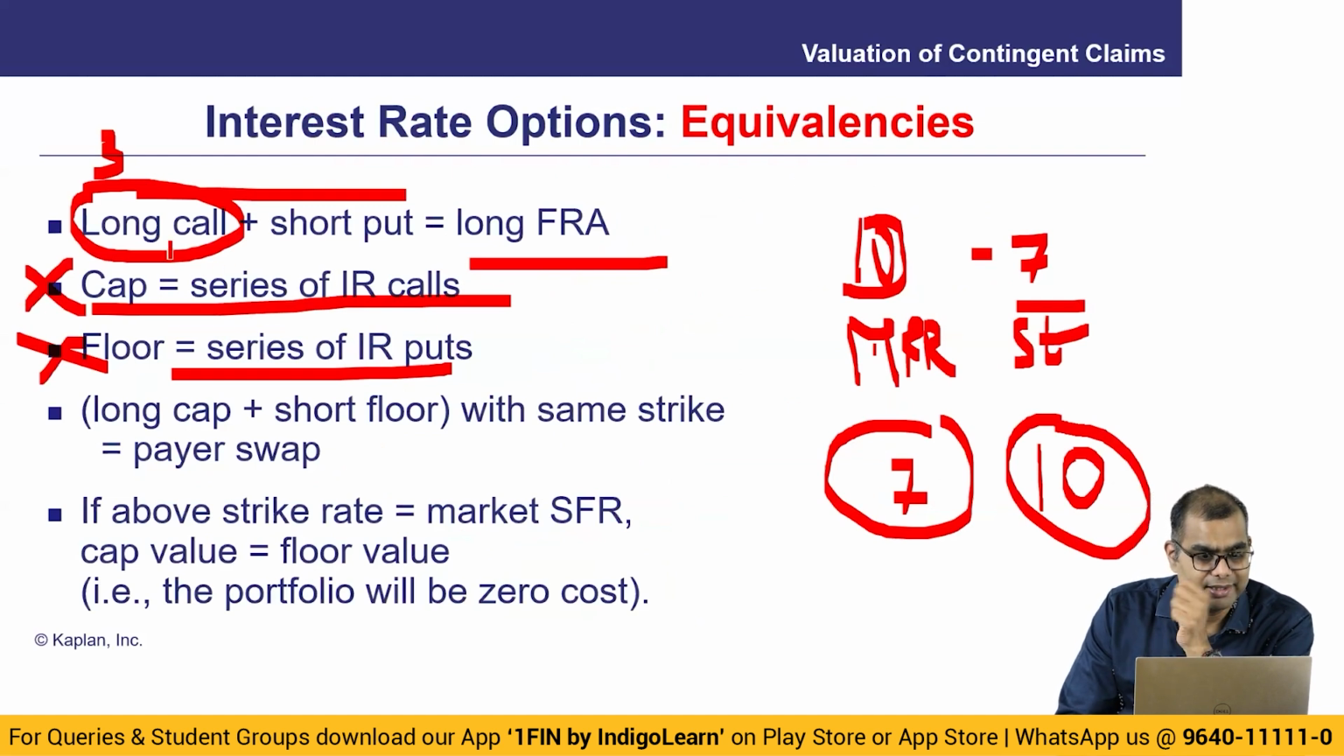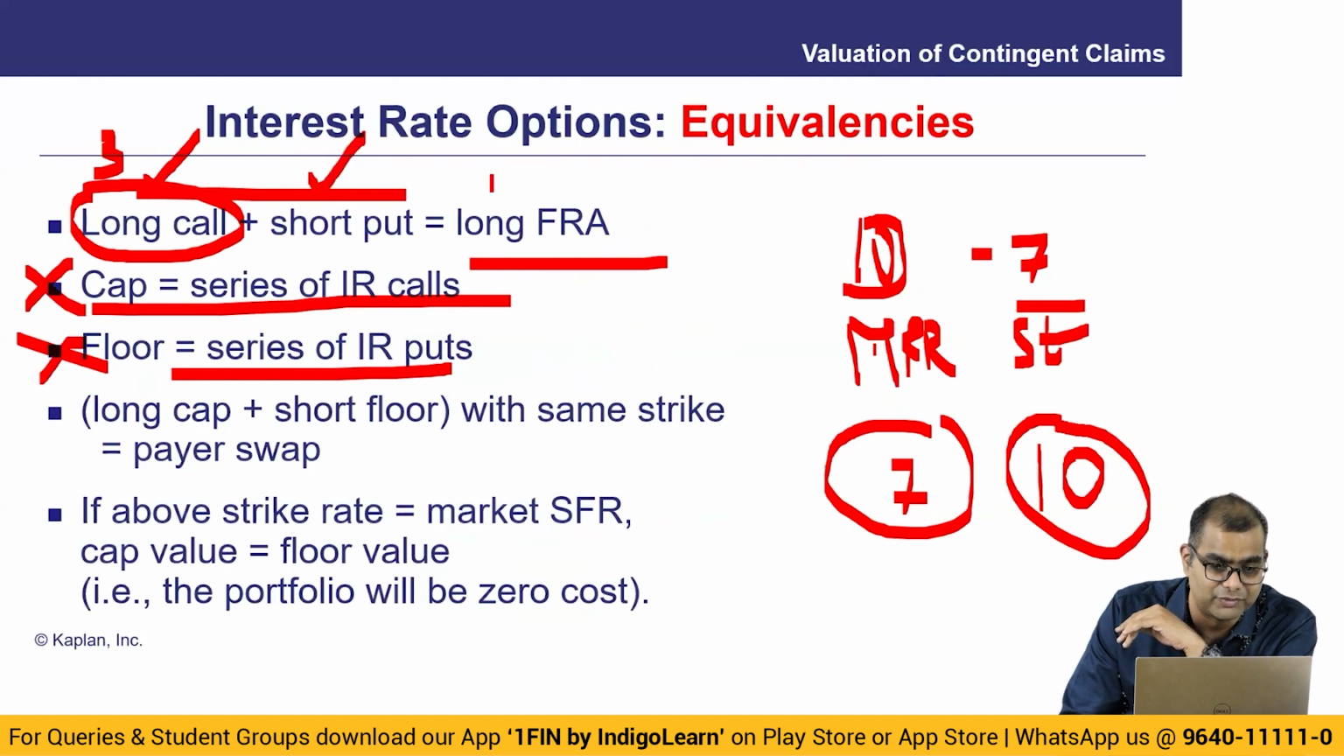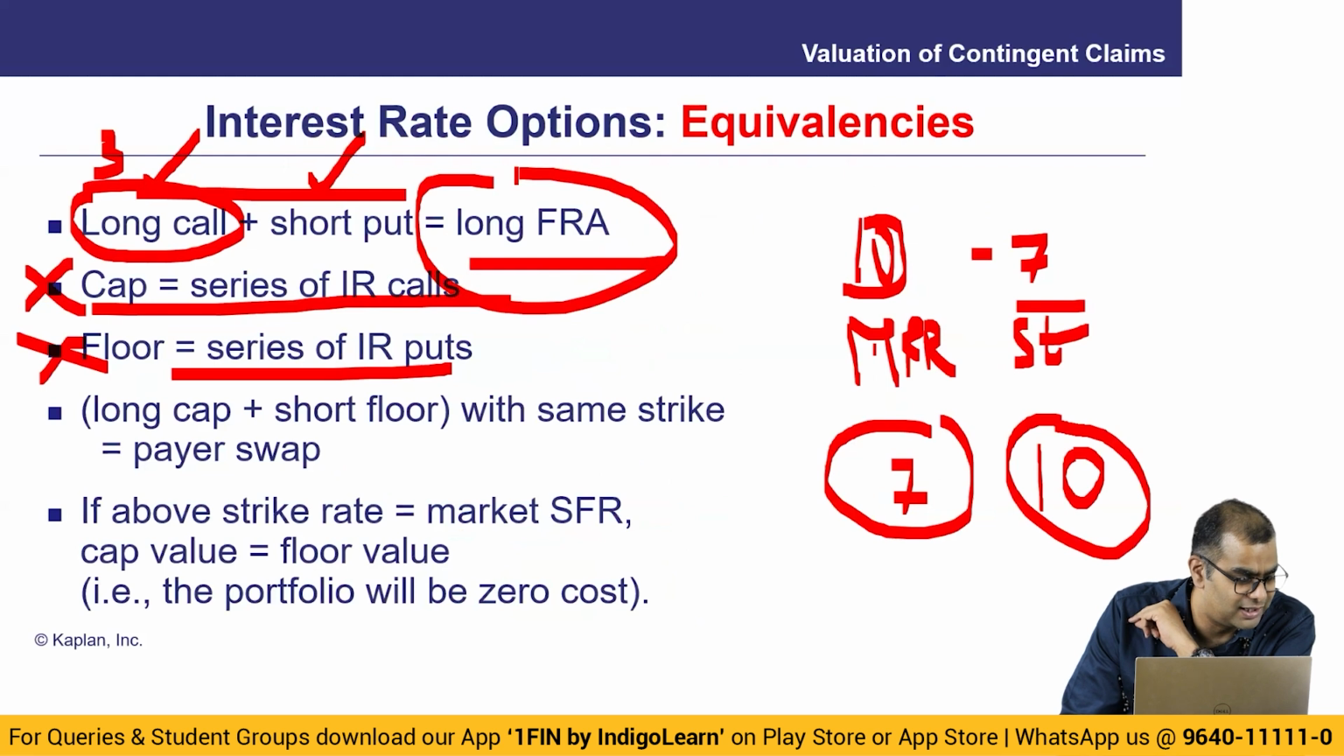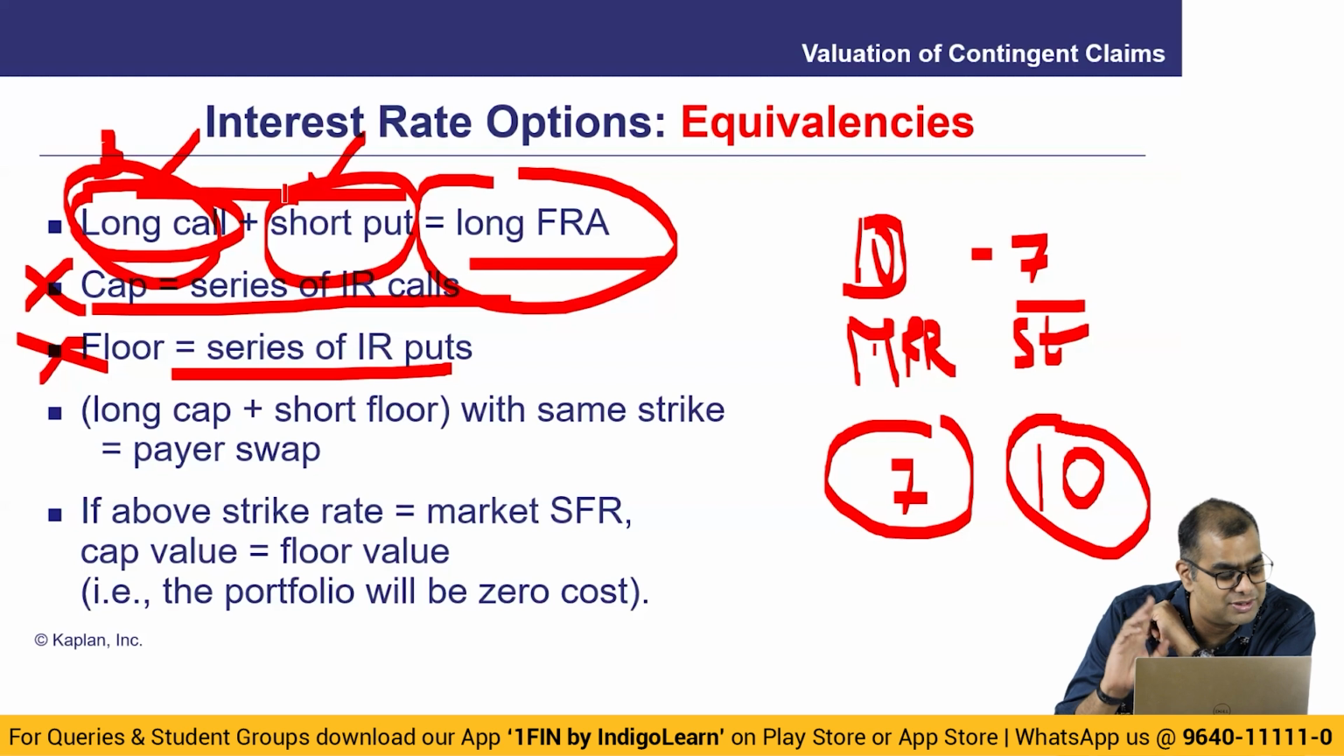In a long call case, I have an option. In a put case also I have an option, but if I've shorted a put, the other party has an option. And FRA is a compulsion, correct? FRA is a compulsion. If I made a bad call, I lose money. If I made a good call, I gain money. Whereas in a long call, if I made a bad call, I will lose only the premium. I will not lose anything else. And in a short put, if I made a bad call, somebody else will gain money. So if you combine these two, it is actually an FRA.